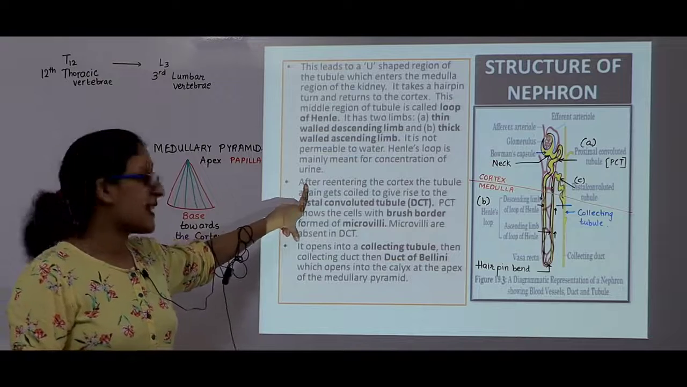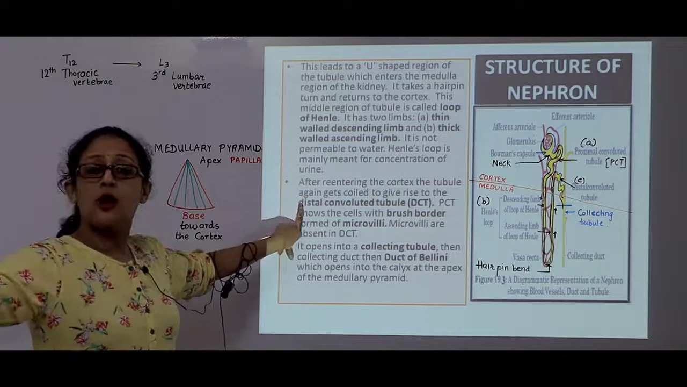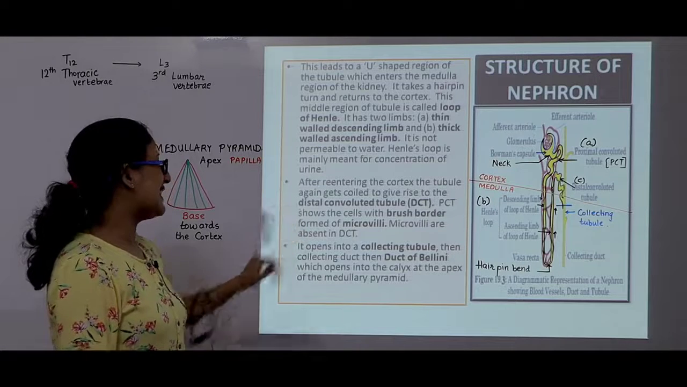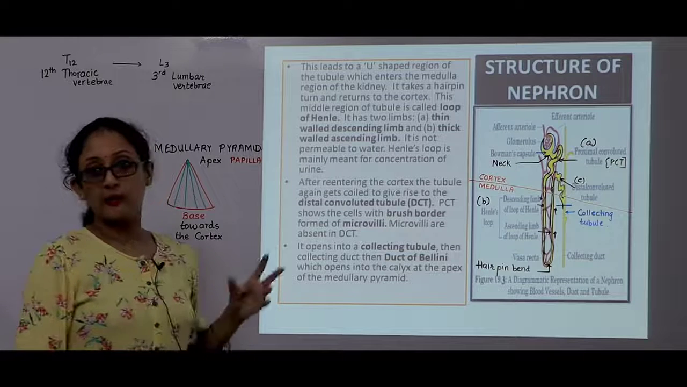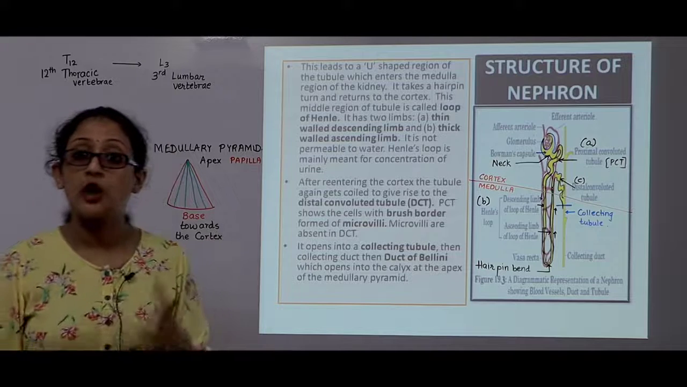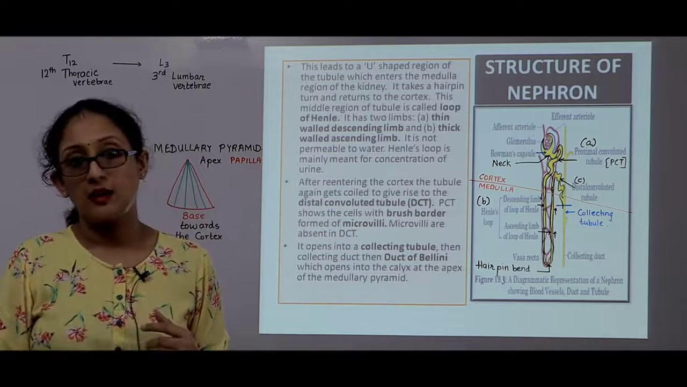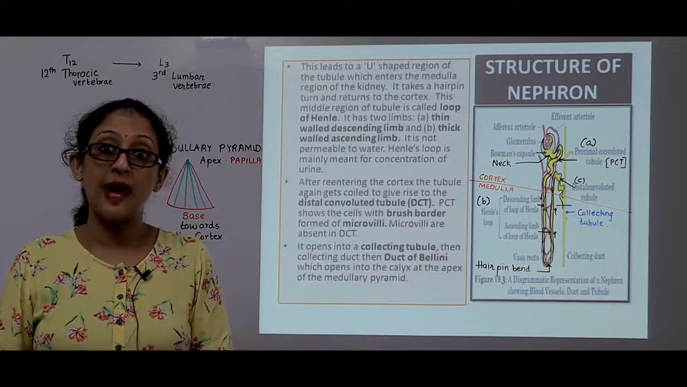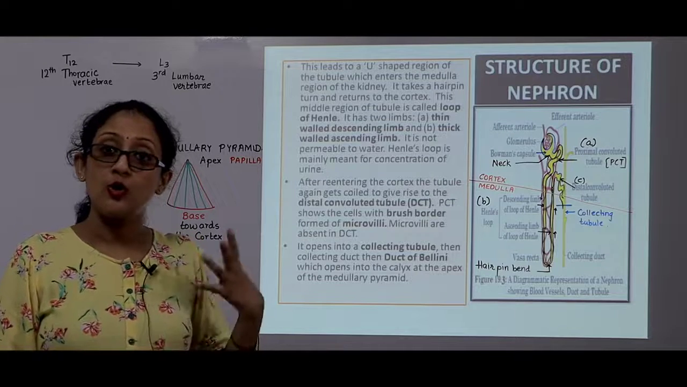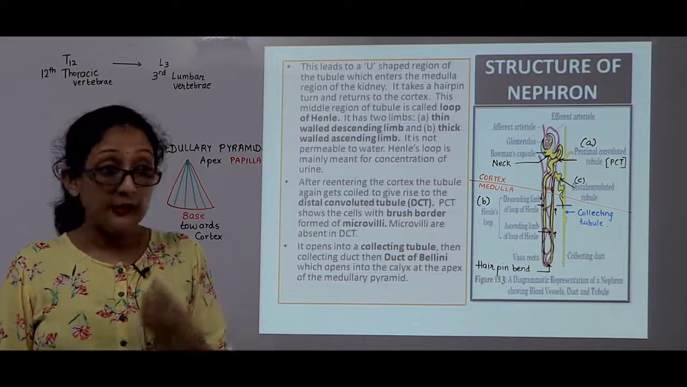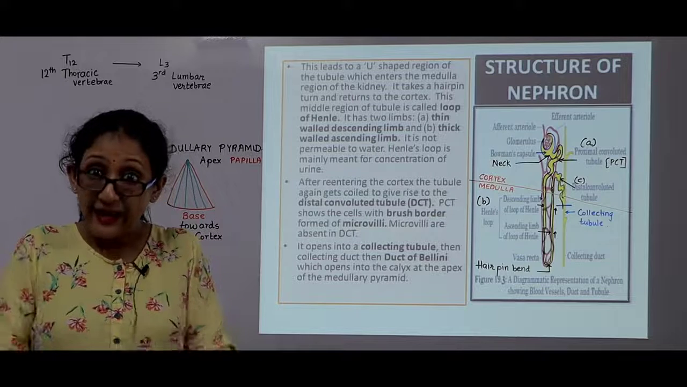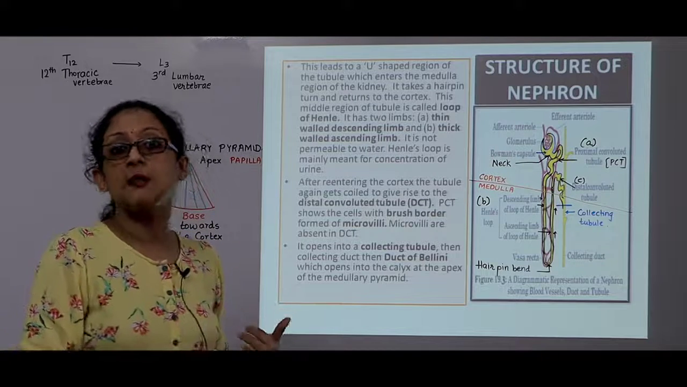After re-entering the cortex, the tubule again gets highly coiled to form the distal convoluted tubule. Now the PCT, mark this, if you see the microscopic section, it has a brush border with microvilli to increase the absorption. See, not everything that goes into the urine is bad. Sometimes we lose so much of water. To get back the water into your blood, you have your PCTs and different parts. Even nutrients like glucose, amino acids, which we need. When they enter the urine, the PCT will try and get it back into the blood.